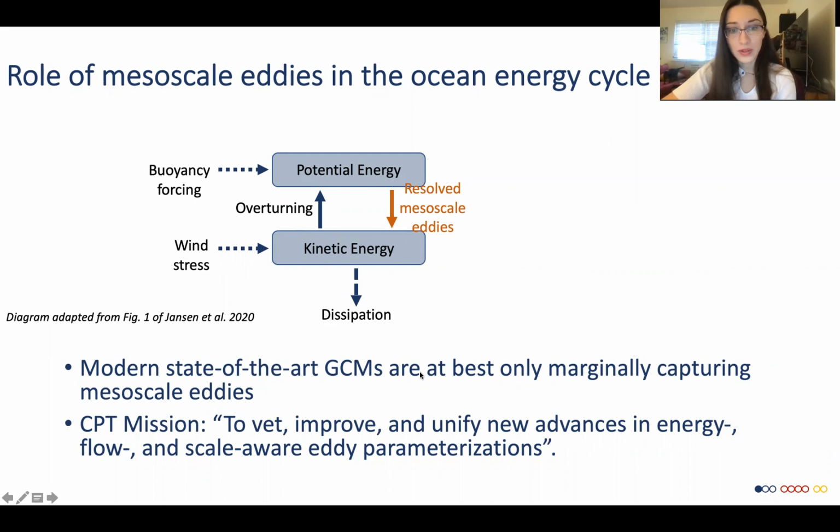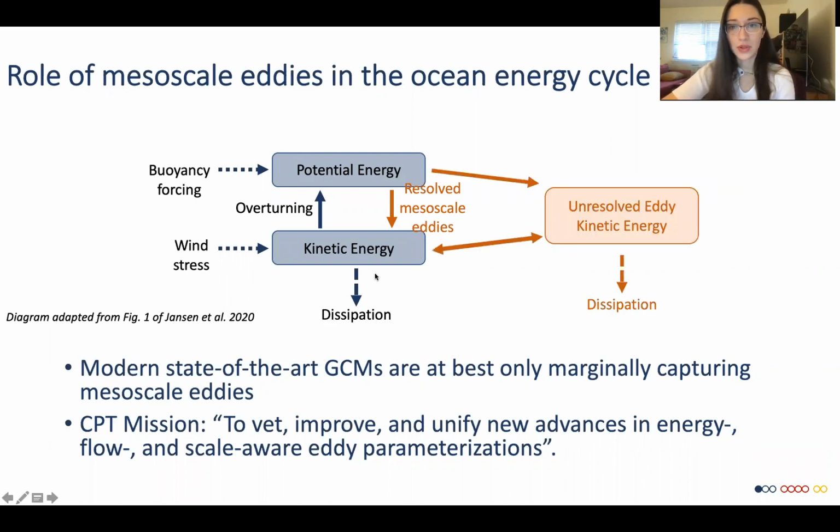In reality, modern state-of-the-art GCMs are at best only marginally capturing mesoscale eddy effects. And so what this diagram looks like in a general circulation model is that there's this unresolved eddy kinetic energy reservoir, which is influencing both the resolved kinetic energy and the resolved potential energy. And of course, there's also dissipation pathways that would be missing from the model solution.